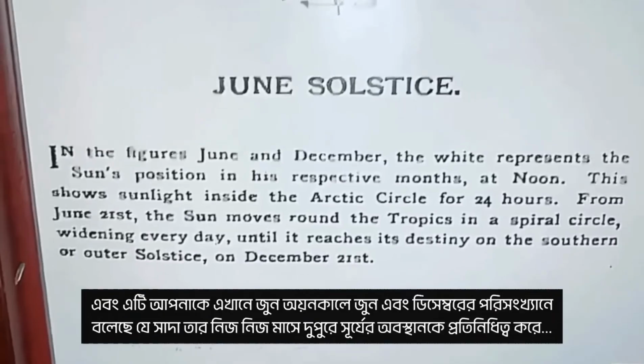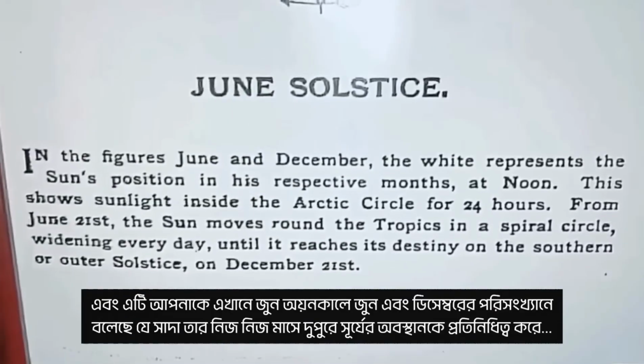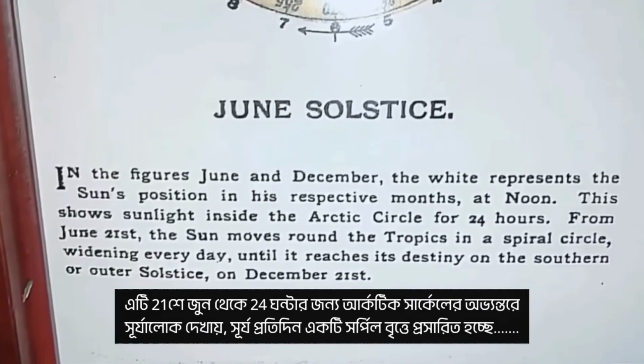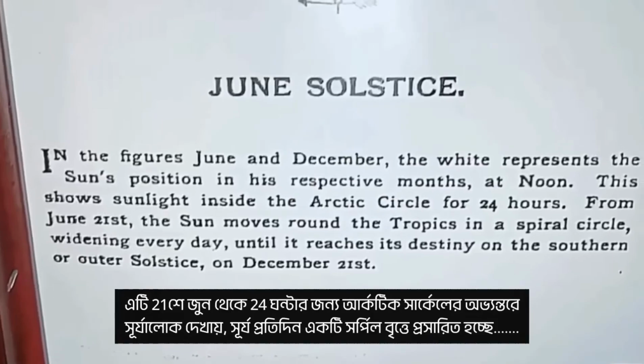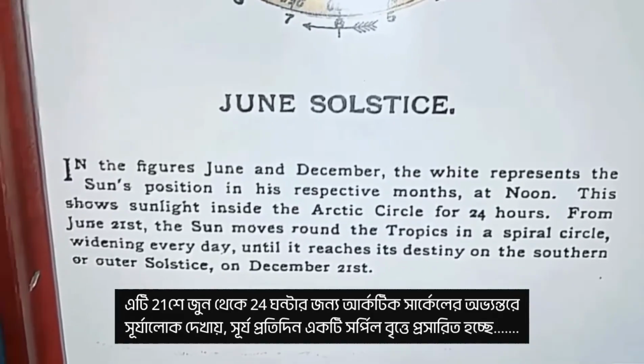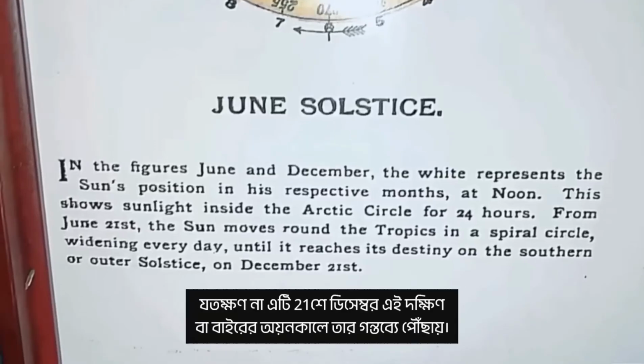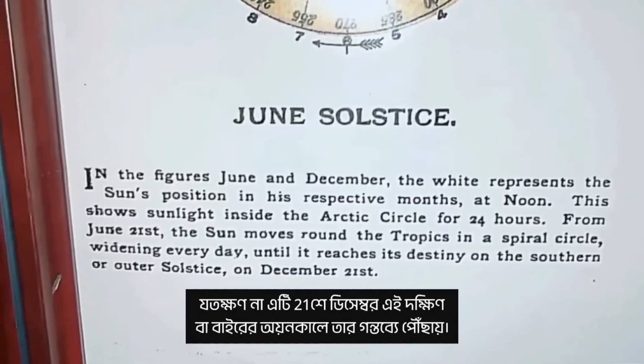In the figures, June and December, the white represents the sun's position in his respective months at noon. This shows sunlight inside the Arctic Circle for 24 hours. From June 21st, the sun moves around the tropic in a spiral circle, widening every day until it reaches its destiny at the southern or outer solstice on December 21st.